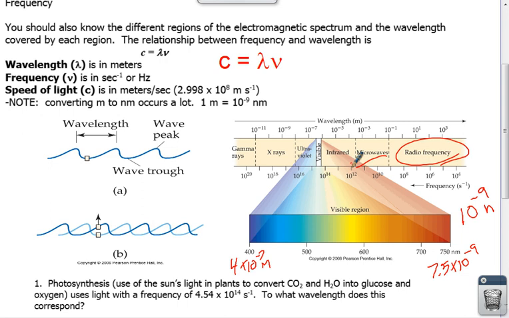Wavelength and frequency multiply together to equal the speed of light. The speed of light does not change. It is a constant. It is given on your equation sheet. You don't have to memorize this equation, but you need to know how to use it. It's 3 times 10 to the 8th meters per second.